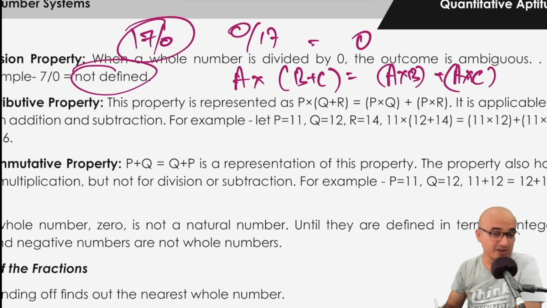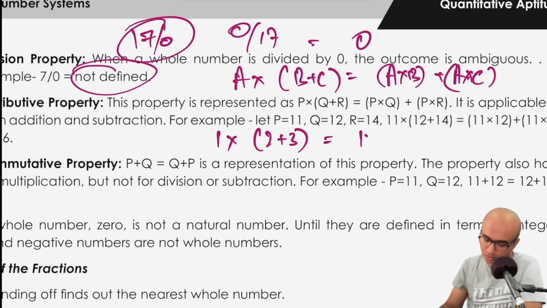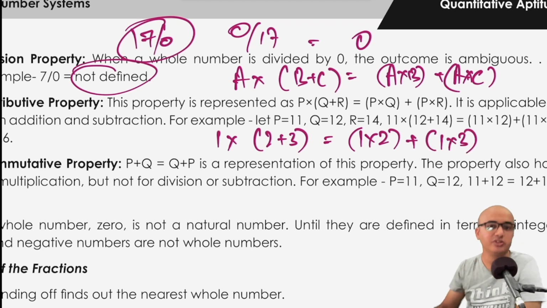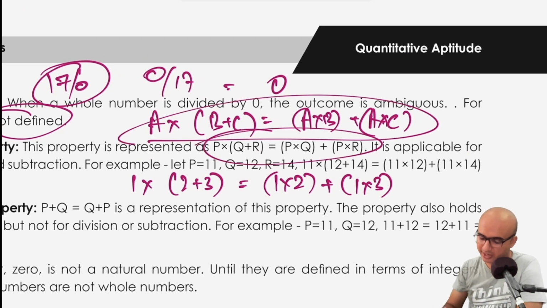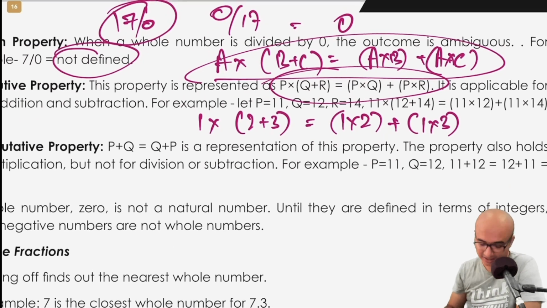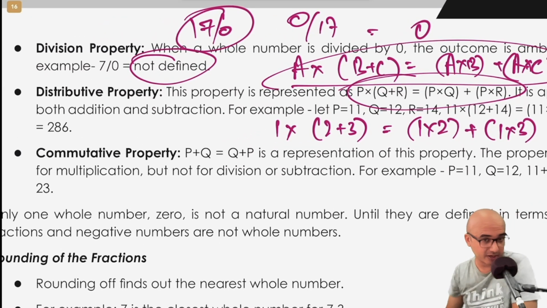So if this is confusing, let us take up numbers instead of alphabets. 1 into 2 plus 3. How much is this? 3 plus 2 is 5. 5 into 1 is 5. This is equal to 1 into 2 plus 1 into 3, which is also 5, because 2 into 1 is 2, 3 into 1 is 3, 3 plus 2 is 5. Think of any number instead of A, B, C here, or P, Q, R as the material has considered. You will still get the same answer. This is referred to as distributive property.